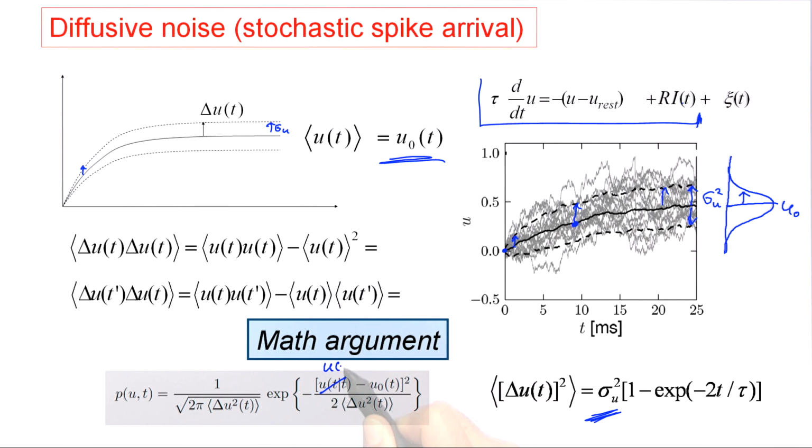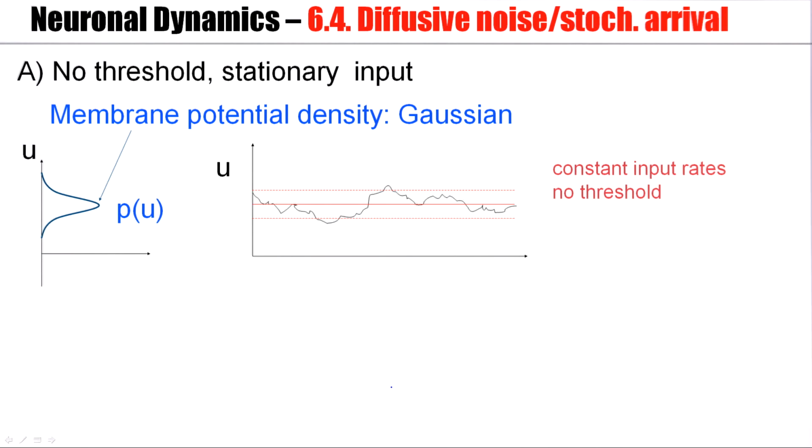U of t is one sample trajectory. So this is the probability density that at time t I would find a trajectory at the value u. The distribution is Gaussian with a center at u0 of t. So here are the three examples. Suppose for the moment that the input is stationary. This could be a constant deterministic input, or you can think of constant input rates with Poisson spike arrival. And as before, there's no threshold.